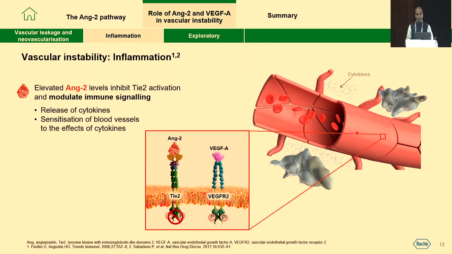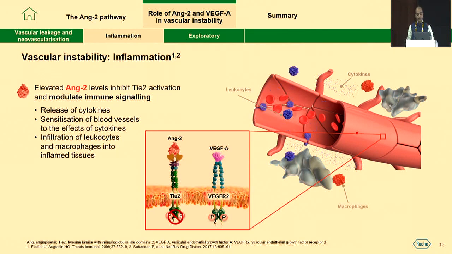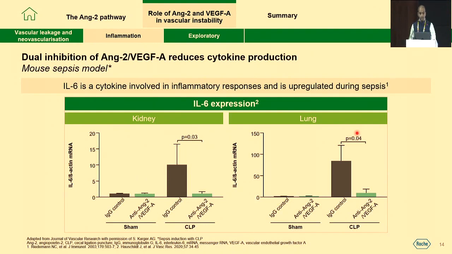Like I said, the release of cytokines sensitizes the blood vessels, and apart from VEGF, they also lead to inflammatory mediators, macrophages, leukocytes. So this is another study which has proven the cytokine production, which is higher in normal cells, has been reduced with dual mechanism. They have done a cecal ligature puncture in the mice, and then they have taken the organs after sacrificing the mice, and they have studied the kidney and liver cytokines.